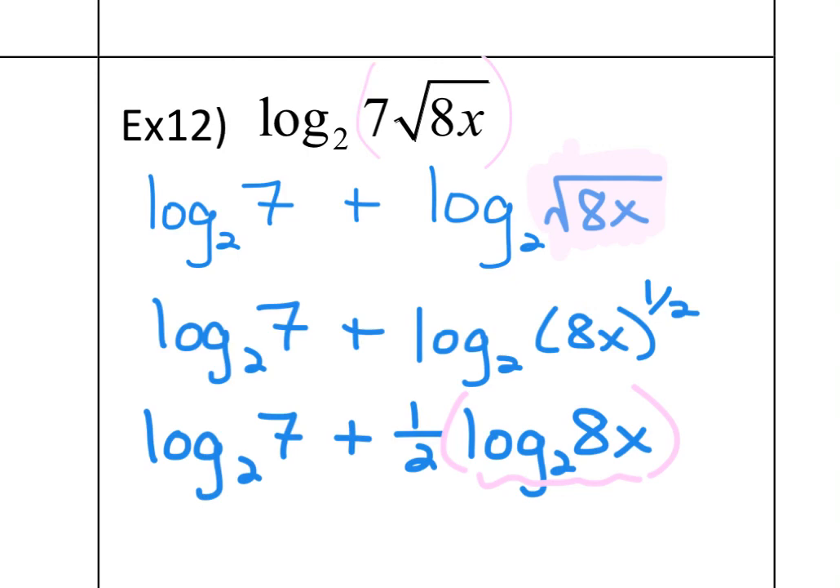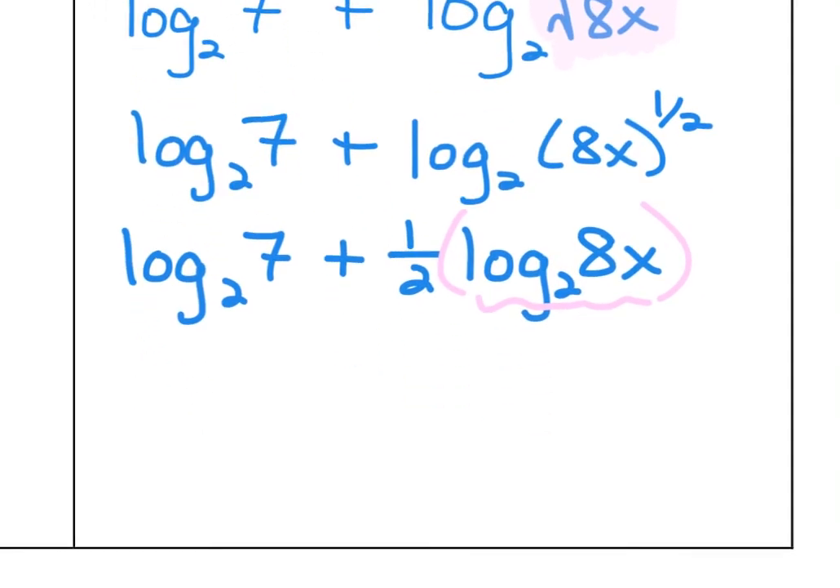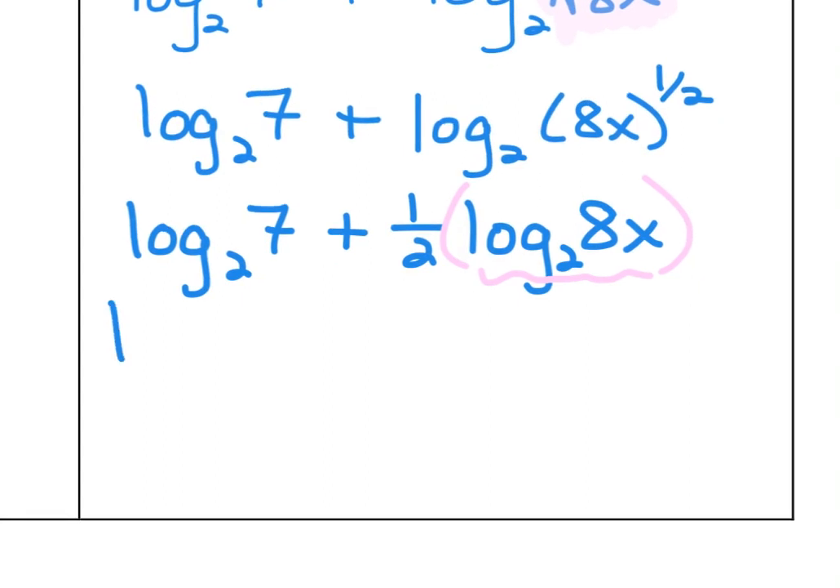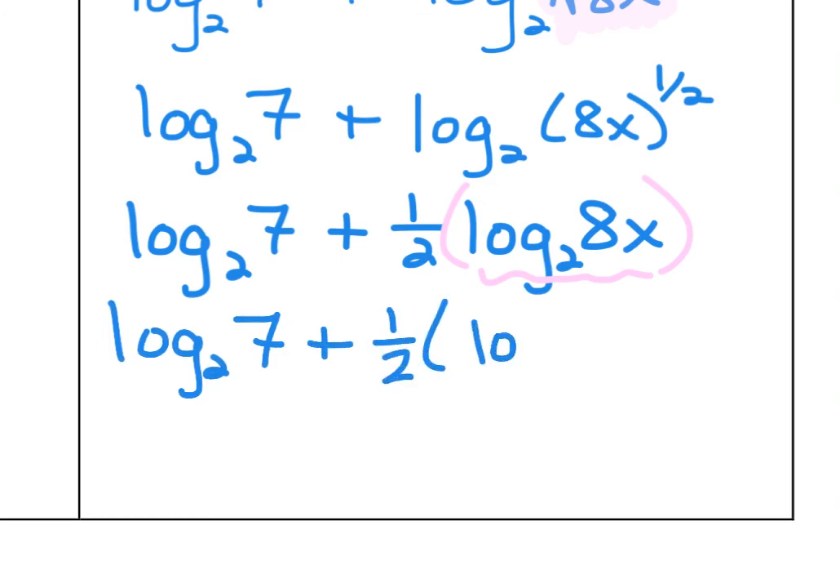Let me try that whole thing again. Log base 2 of 8x. The argument is a multiplication problem. So you're going to change what's inside the pink parentheses to an addition problem. But don't forget to distribute the 1/2. So here, keep the log base 2 of 7. Keep writing that. And then 1/2 times log base 2 of 8 plus log base 2 of x.